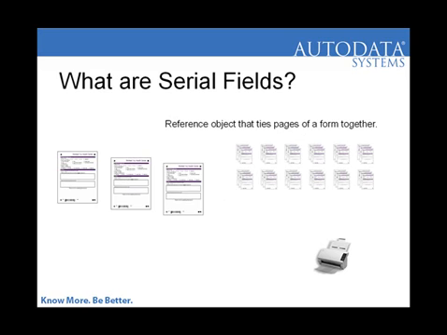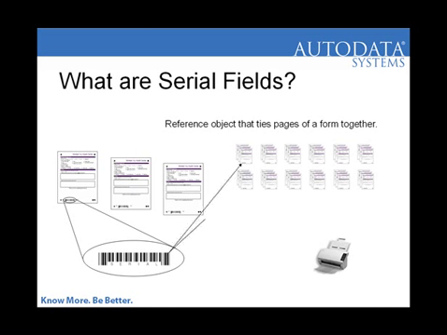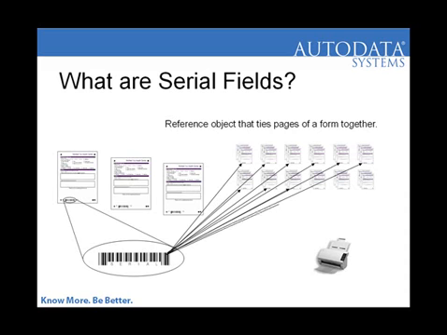A serial field can be one of 4 different types. Here you can see a barcode is a serial field. Barcodes make the best serial fields because of how reliable they are. Each form would have a unique serial value that is shared among their pages. And this would eliminate the need for forms and pages to be in order and sometimes intact.